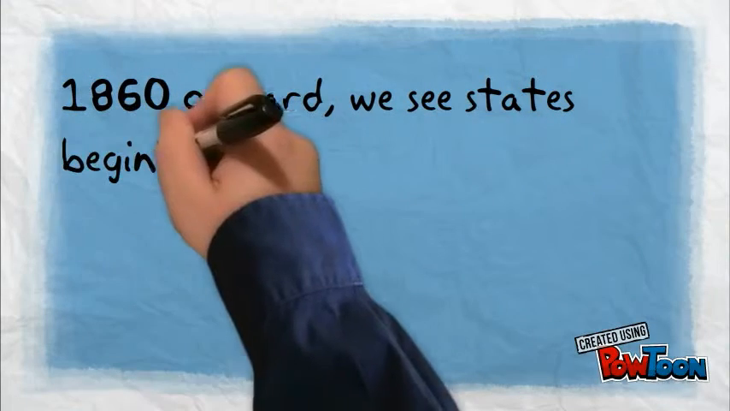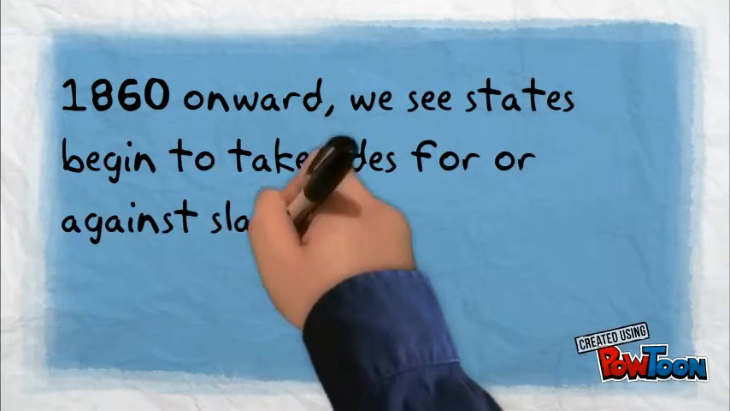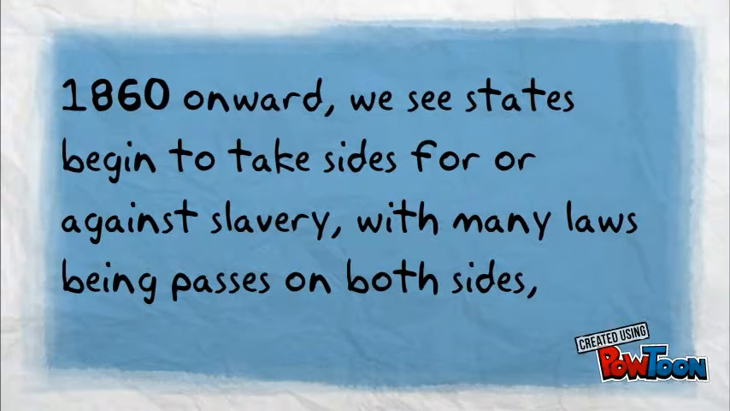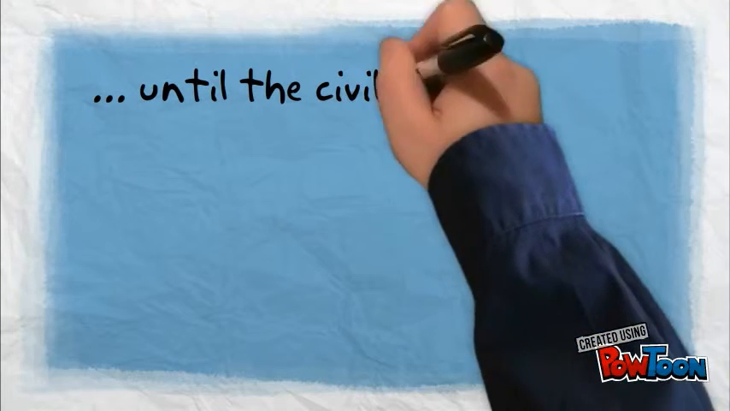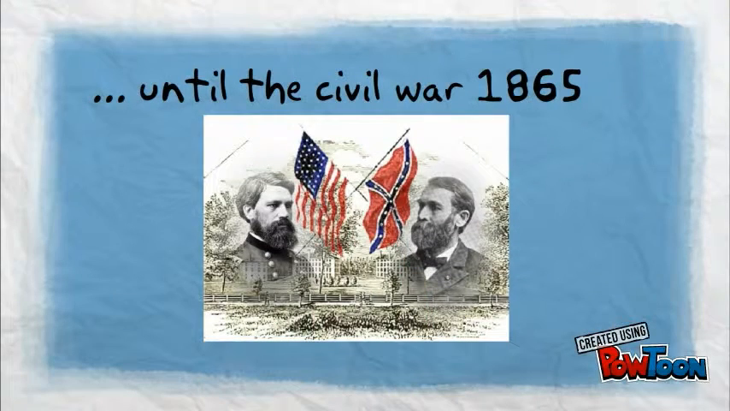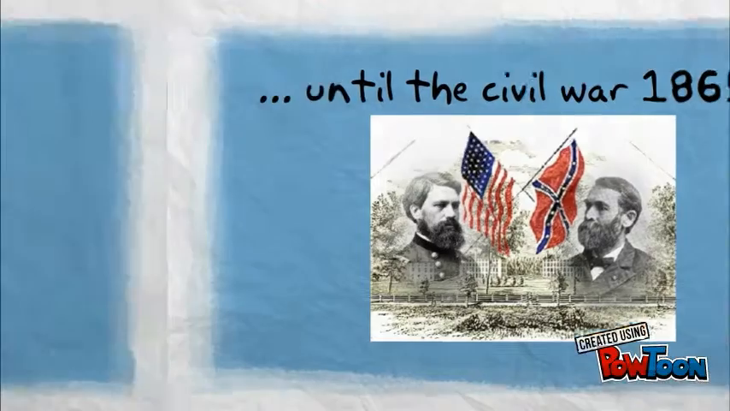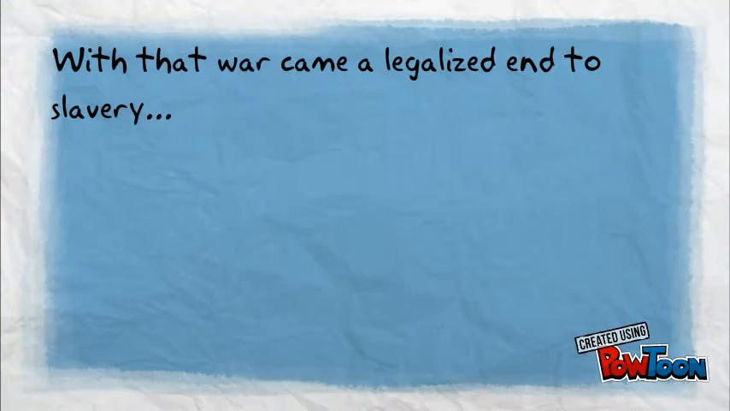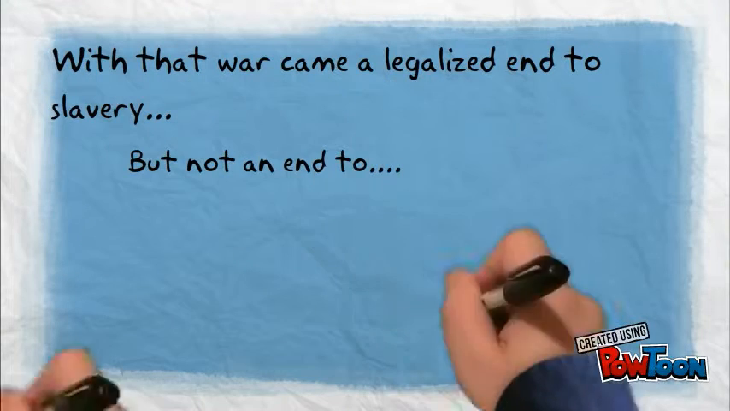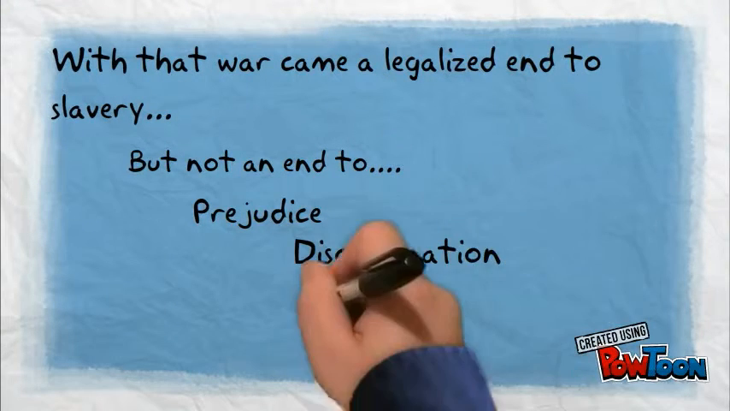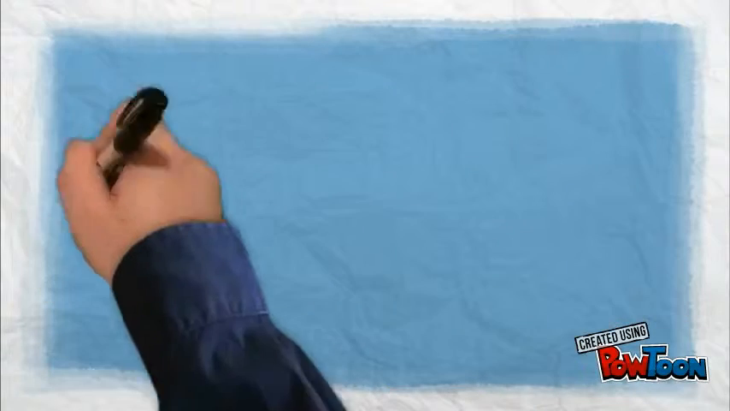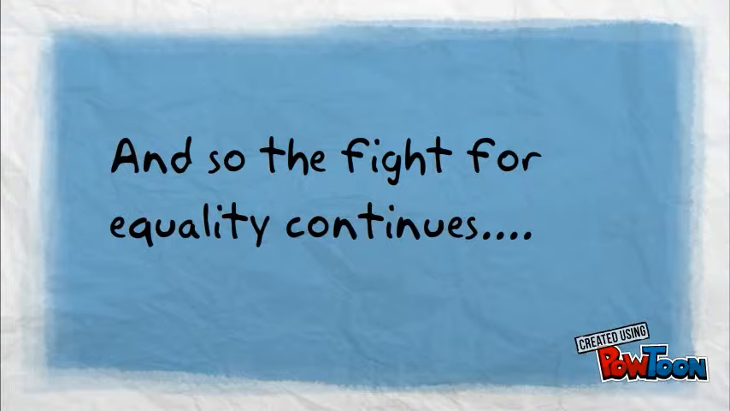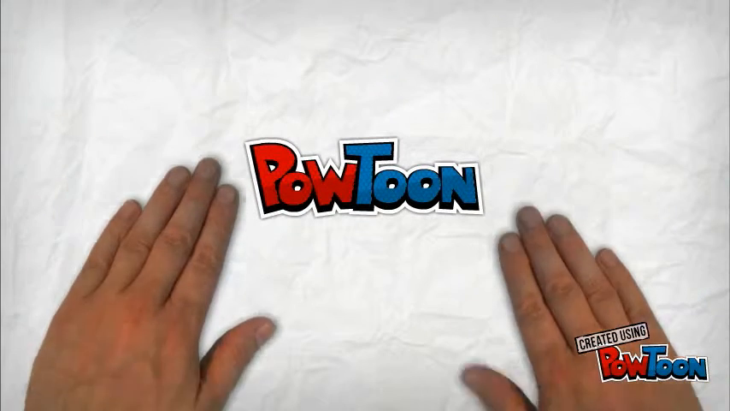1860 onward, we see states begin to take sides for or against slavery, with many laws being passed on both sides, until the Civil War of 1865. With that war came a legalized end to slavery, but not an end to prejudice, discrimination, or white privilege. And so the fight for equality continues. Created using Powtoon.